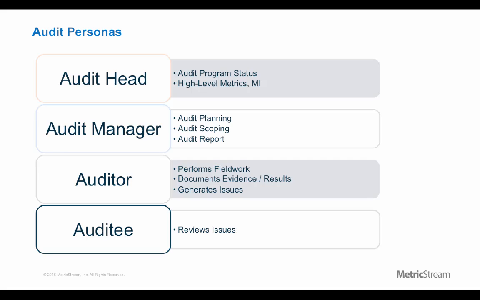We've also explored 4 audit personas. We've gone in at the audit manager, who had a very high level view, could see a lot of the high level metrics and the management reporting. The audit manager, who was involved in the planning and the scoping, as well as the generation of the audit report. The auditor, who actually performed the field work, created the issues, and the auditee, who was involved in reviewing a selection of those issues.